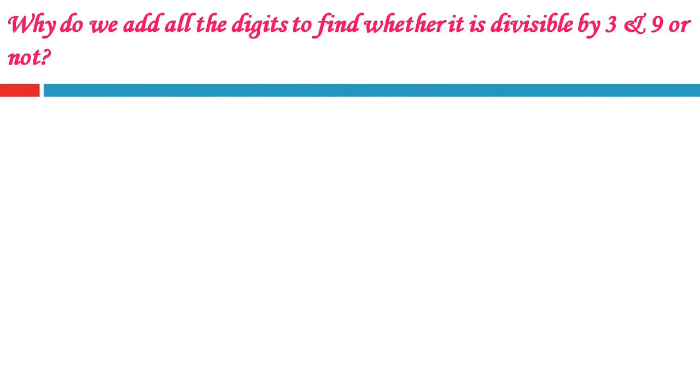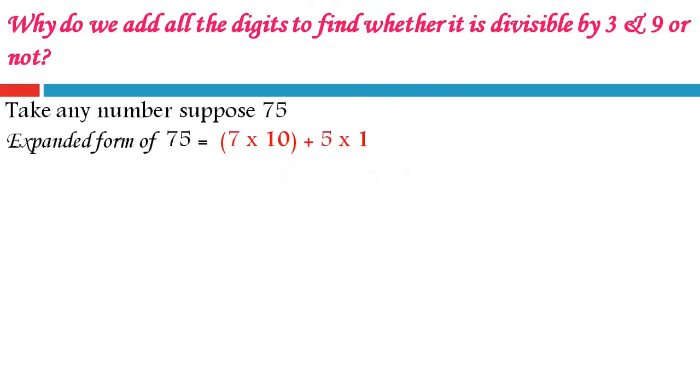Now, the next is, why do we add all the digits to find whether a number is divisible by 3 and 9 or not? We will understand this using one example. Take any number. Suppose we are taking 75. Now write 75 in expanded form.